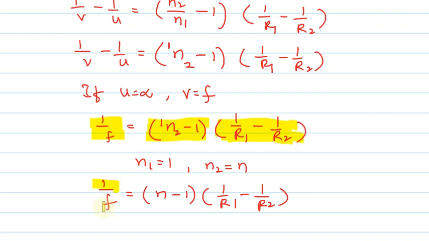So that is 1 by f is equal to n minus 1 into 1 upon r1 minus 1 upon r2. Here the relation between focal length and refractive index is an inverse relation. Hope you have understood the expression for the lens maker's formula.